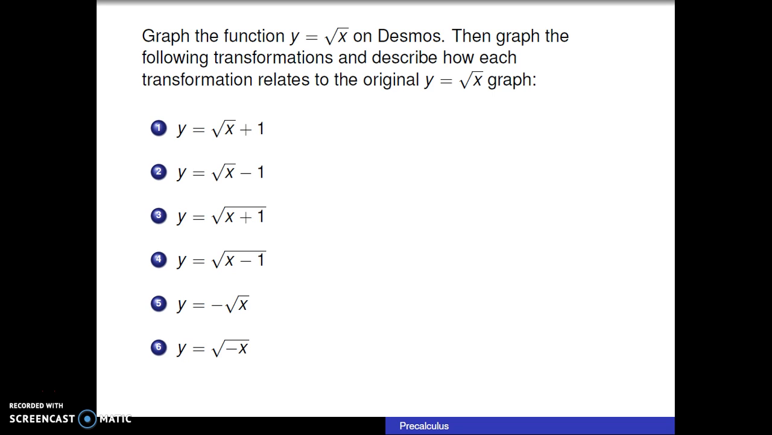Okay, so first of all, we're going to start off with a function from algebra, y equals square root of x. What I want you to do is graph that on Desmos, and also graph each of these on Desmos. For each one of them, I want you to describe their relationship to that y equals square root of x graph. Okay. All right, so I'm going to give you a moment to do that. If you'll go ahead and pause, graph on Desmos, and describe what happened.